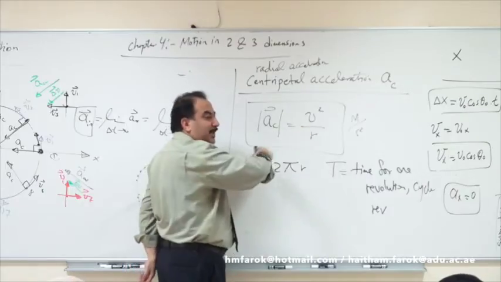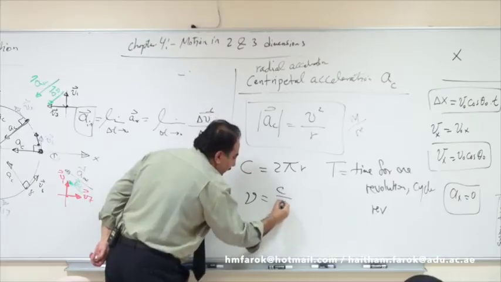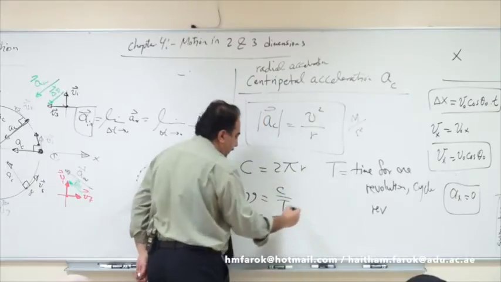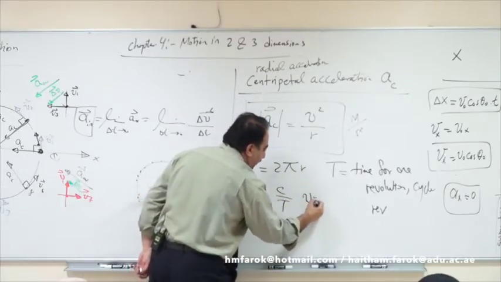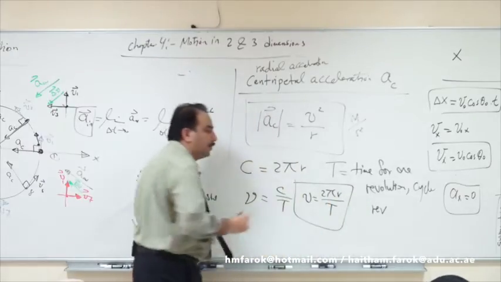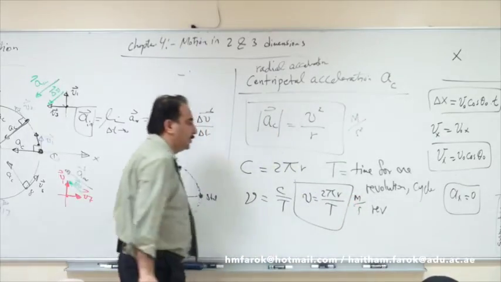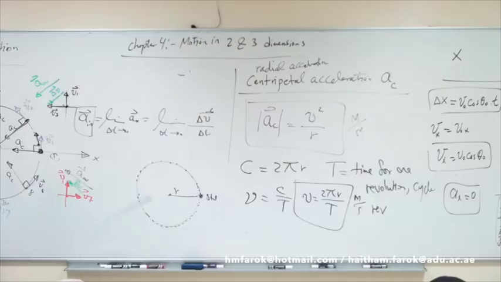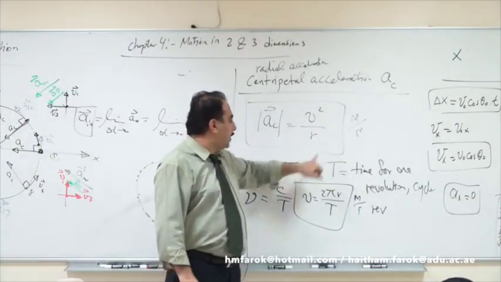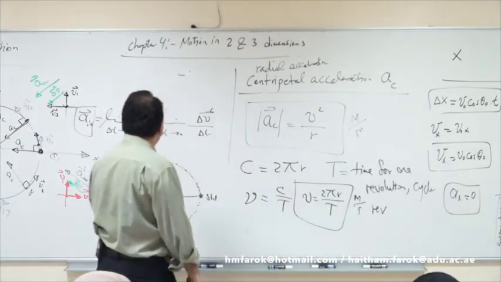And what I call speed here, I call it V as well, yeah? So what we say, V is C over capital T. And what is C? 2 pi R over capital T. So at the end, we'll have V equal 2 pi R over the period. This is the equation which you need. And the unit is meter per second, of course, if R is in meter. So how many equations do we have now? 2. Centripetal acceleration is V square over R, and V is 2 pi R over T. Good. What is left?